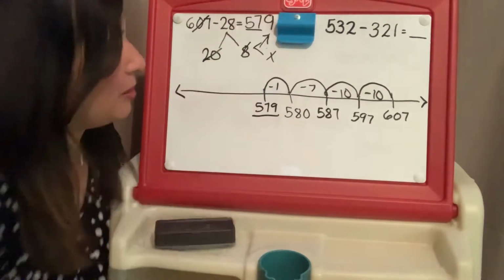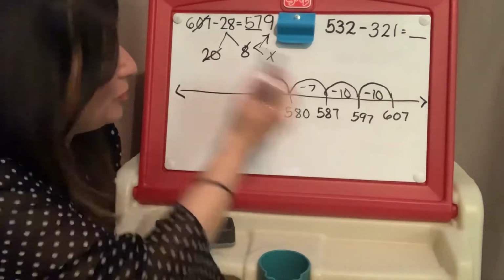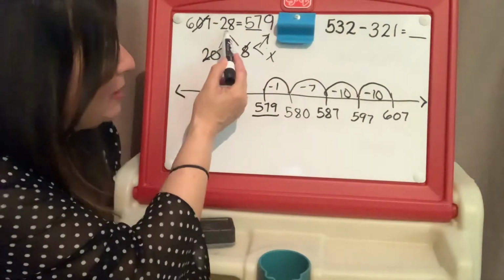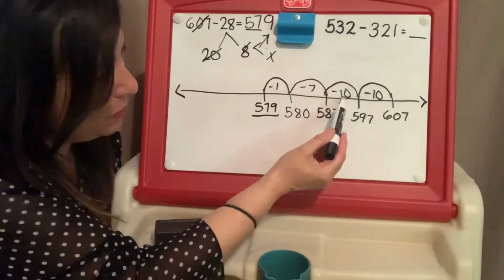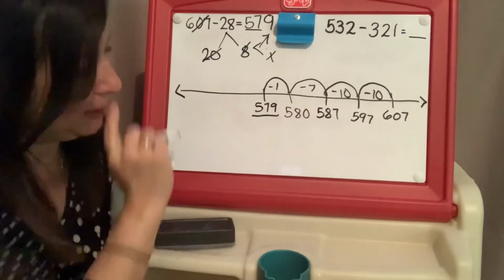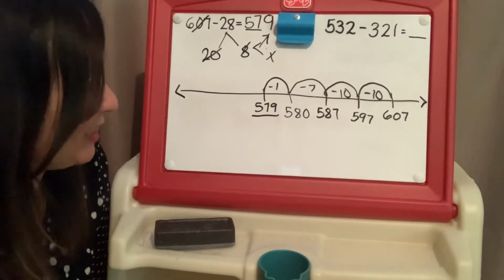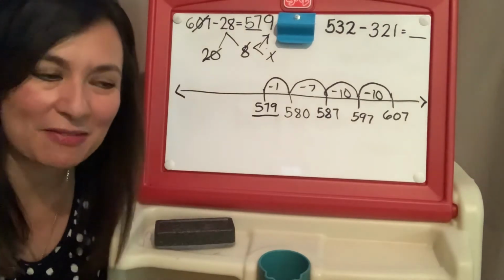And let's just double check really quickly. We positioned 607. We had to jump back 28, did we? 10, 20, 7 plus 1 is 8. 20 plus 8 is 28. I think we did it correctly. We found our difference of 579.